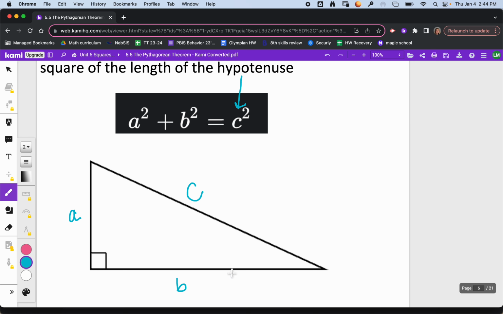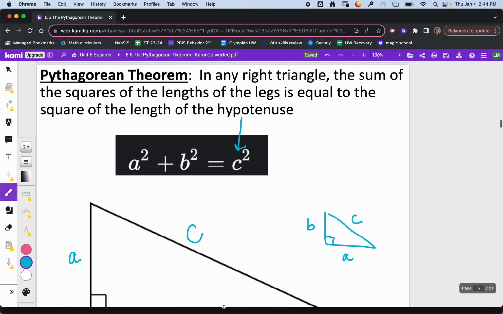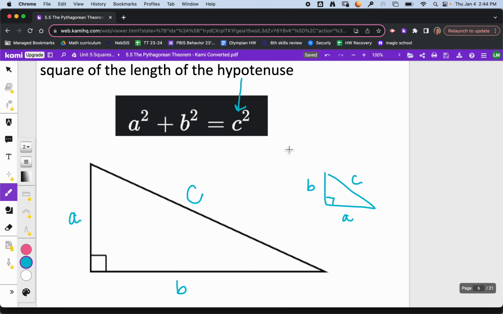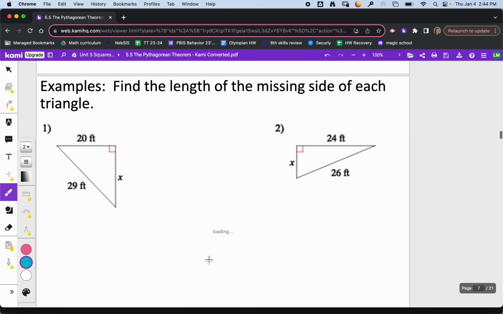A can be here and B could be here, or you could even switch them around and say A can be down here, B can be here, just as long as C is the hypotenuse, which is directly across from the right angle. Again, take a moment to copy this down in your notes with the theorem or the formula, as well as the drawing of the triangle with A, B, and C located there, and then we'll go on and try a question. All right, we're going to take these questions and try to find the missing length of the triangles using the Pythagorean theorem.